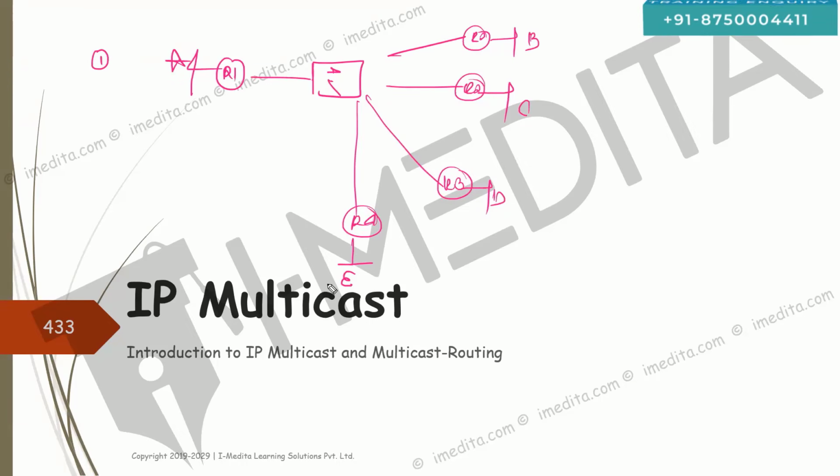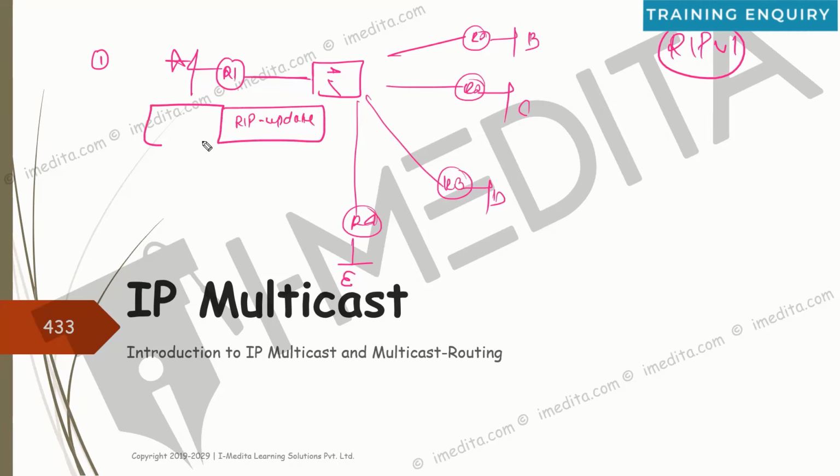So to make the reachability, we have decided to use a routing protocol. I will go on all these routers and configure a routing protocol, and I have decided to use the routing protocol named RIP version 1. In RIP version 1, what happens? When this router generates the RIP update message, this RIP update message is going to be broadcasted.